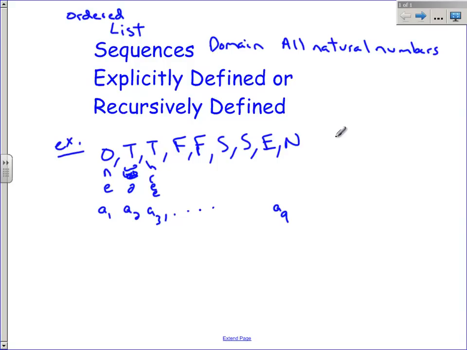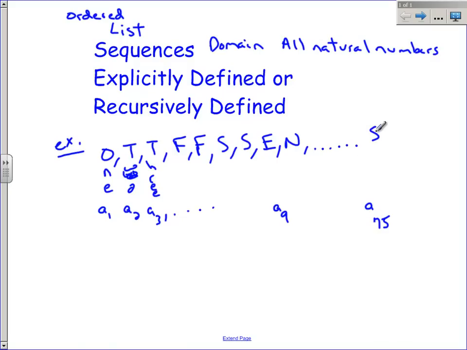So let me tell you why I say this is explicitly defined. Let's say if I went all the way out to A sub 75. Could you tell me what letter goes in place of the A sub 75? Well, sure you could, because you know that 75, the first number is a 7, and how you spell 7 is with the letter S.